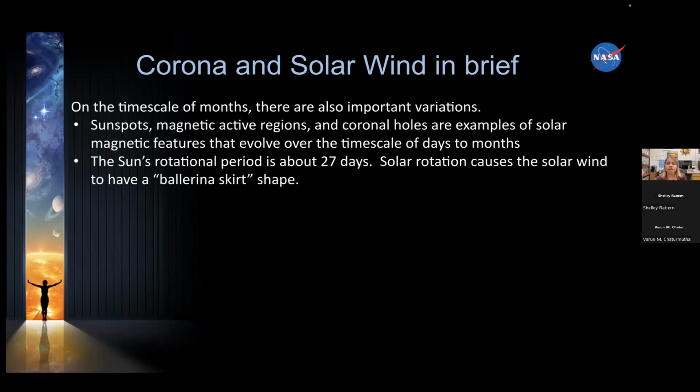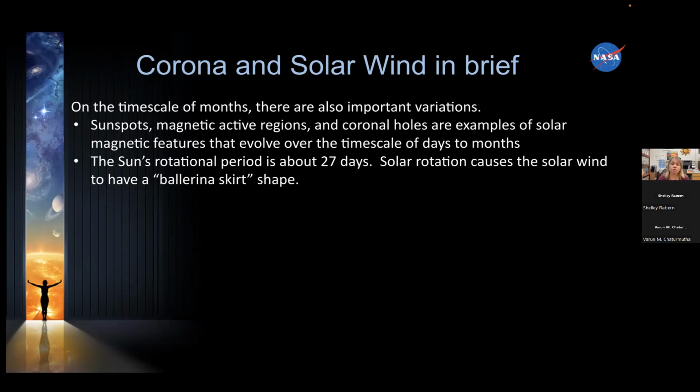Another intermediate timescale process is the sun's rotational period. It's about 27 days. It's a big ball of gas, and so it doesn't rotate as a perfect sphere. However, the solar rotation causes the solar wind to go into what we call the Parker spiral. And because it is not homogeneous, sometimes people describe it as a ballerina skirt. It has kind of fluted structures.